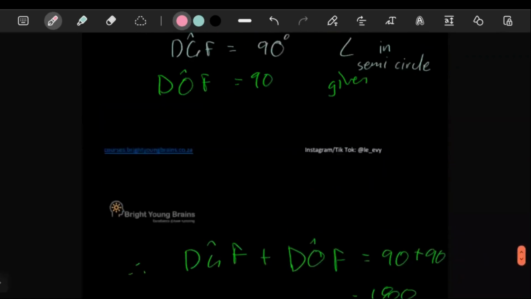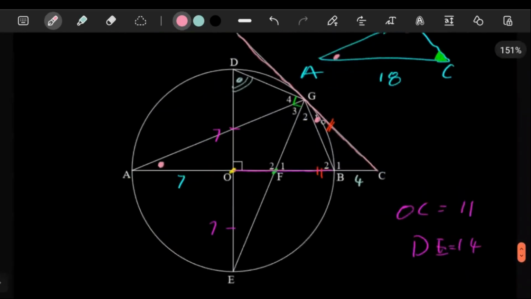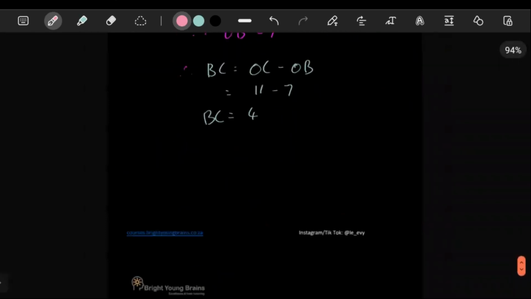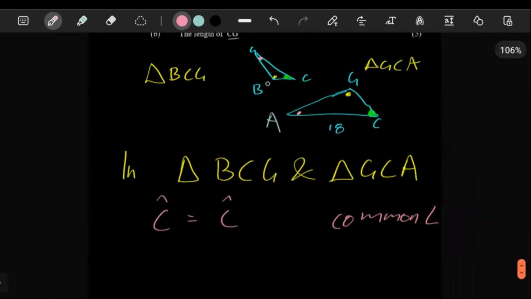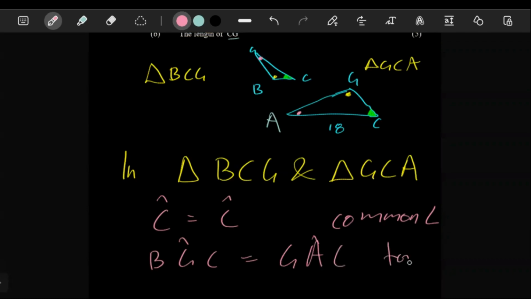And then we're going to tell them that BGC is equal to GAC. So BGC, this BGC here is equal to GAC. The reason is tan chord theorem.